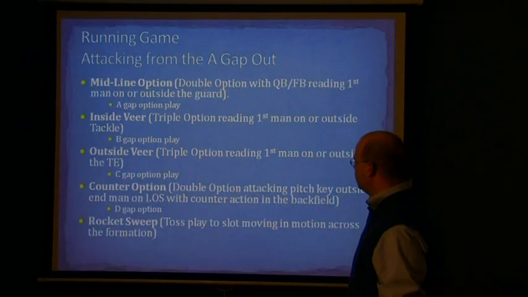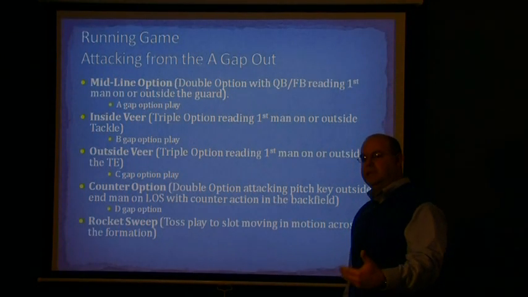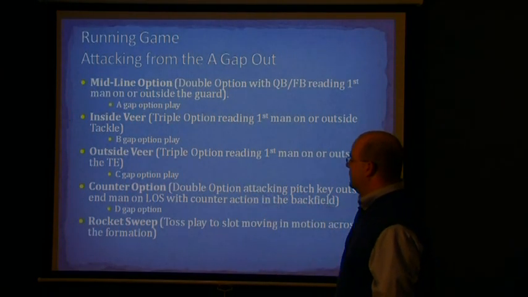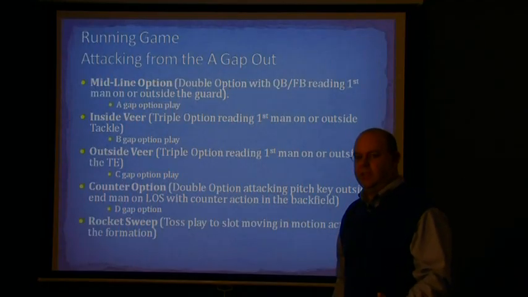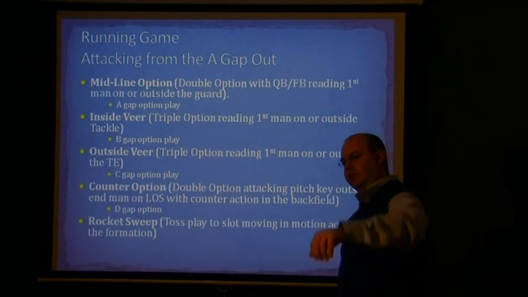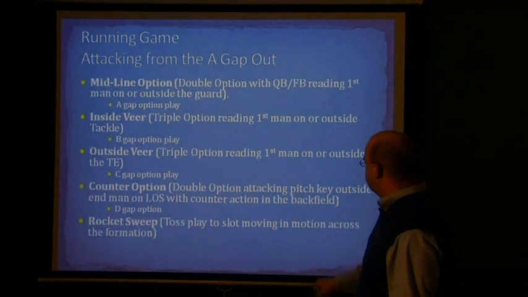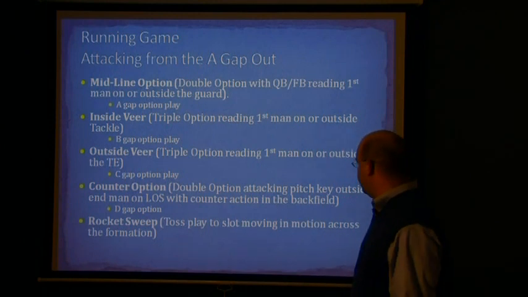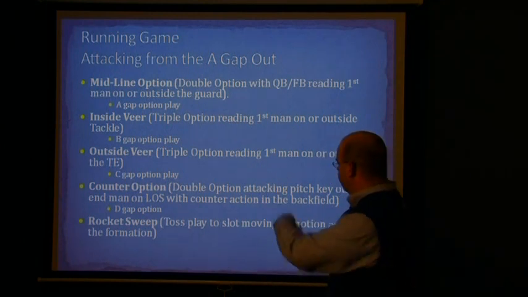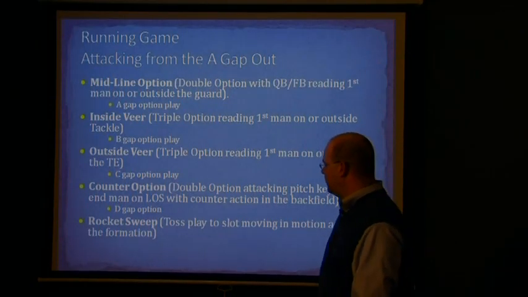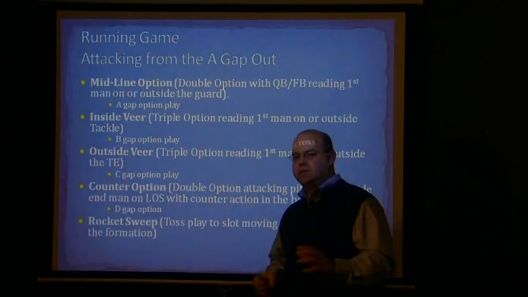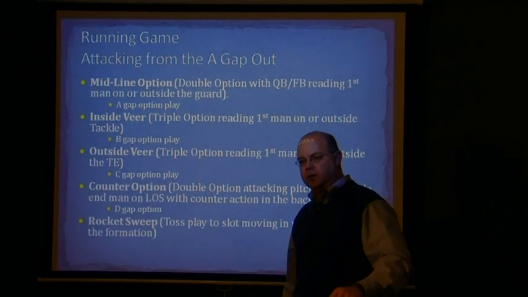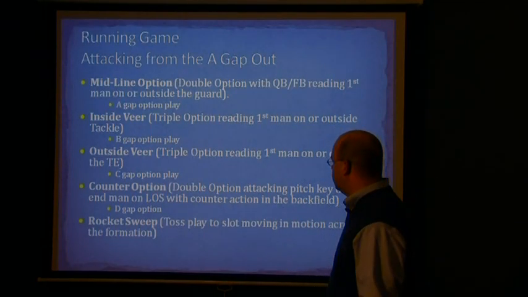Counter option is a play where we felt that we needed something going away from where we initially started. Counter option is a double option play, so the quarterback's not going to read anything from the snap. He's not going to read anything until he gets this thing out to the edge. It's a double option play attacking the pitch key, outside the end man on the line of scrimmage, with counter action in the backfield. We'll go over a little bit more of that in just a couple minutes, but the counter option allows us to go back against the grain, get the defense moving, try and gain some angles on them, and then get the ball out to the edge.